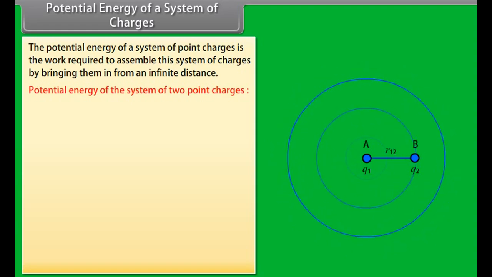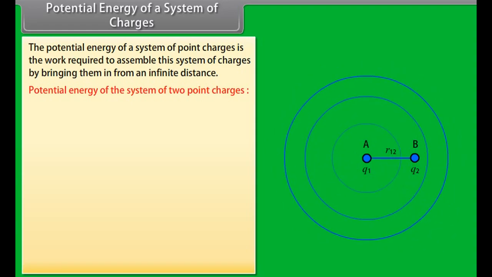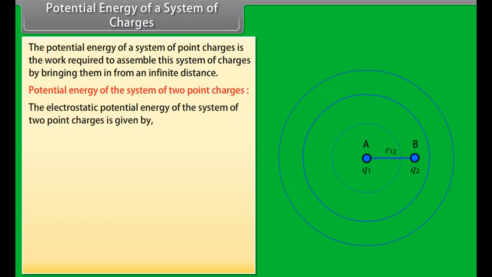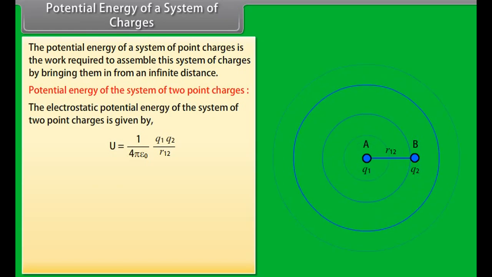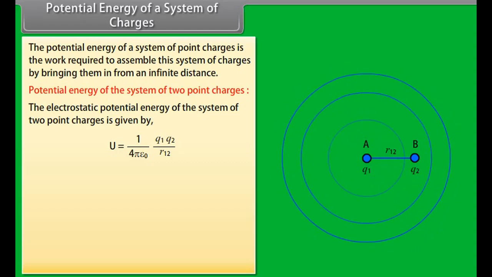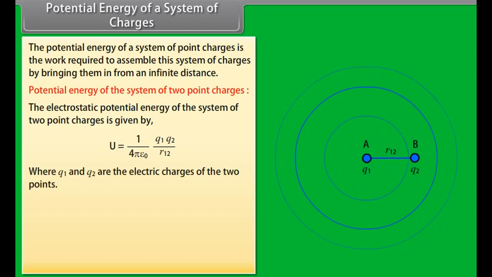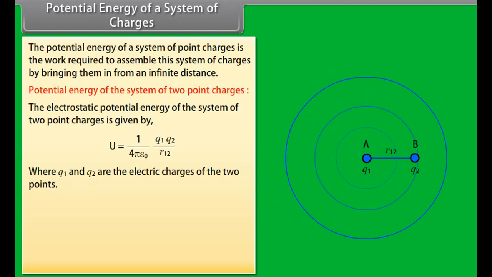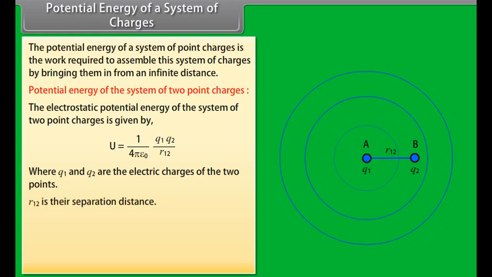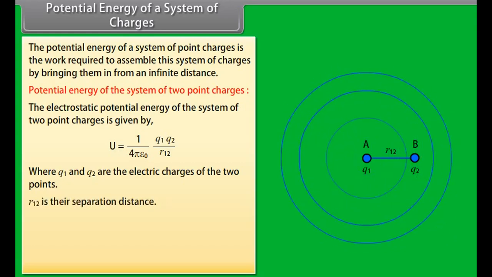Potential energy of the system of two point charges. The electrostatic potential energy of the system of two point charges is given by U as 1 upon 4 pi epsilon naught multiplied by q1 q2 upon r12, where q1 and q2 are the electric charges of the 2 points. r12 is their separation distance.